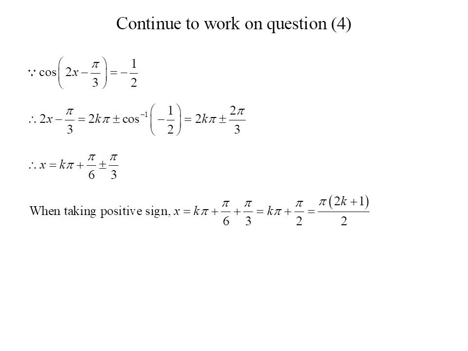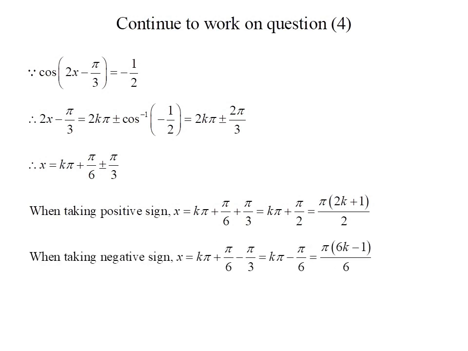When taking positive sign, x equals k pi plus pi over 6 plus pi over 3, which equals k pi plus pi over 2, which can be expressed as pi times (2k plus 1) over 2. When taking negative sign, x equals k pi plus pi over 6 minus pi over 3, which equals k pi minus pi over 6, which can be expressed as pi times (6k minus 1) over 6. Looking at the 5 given choices, the correct answer for question 4 is D.